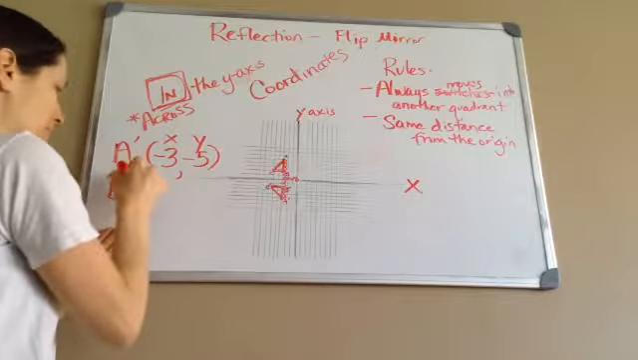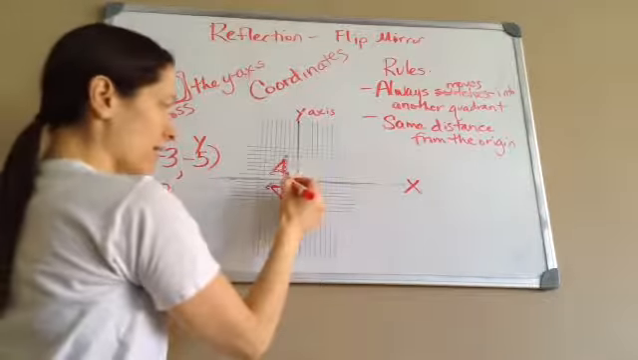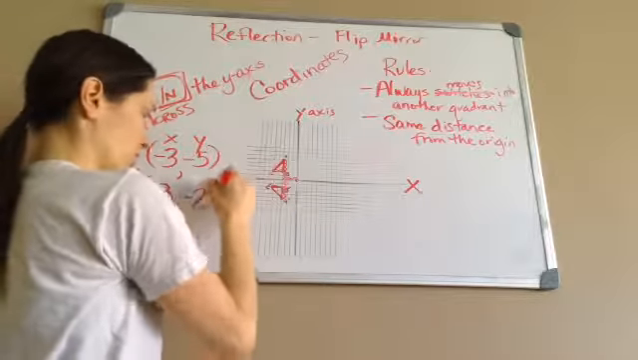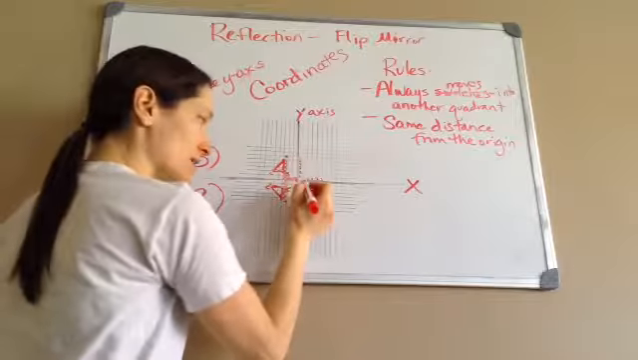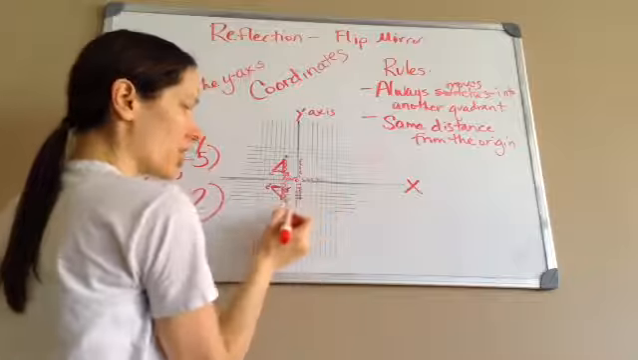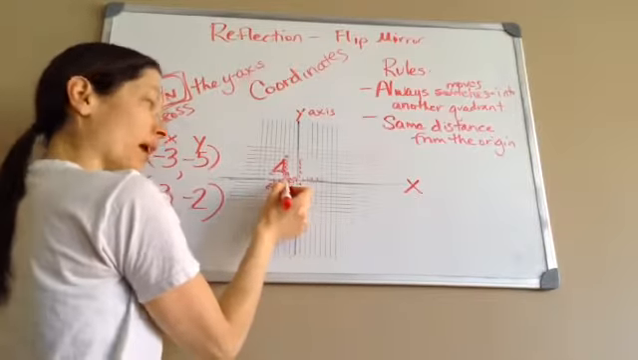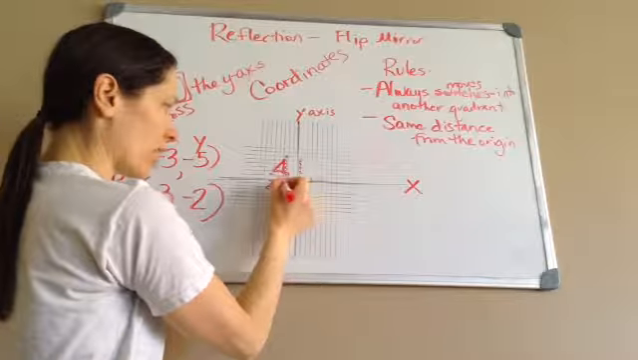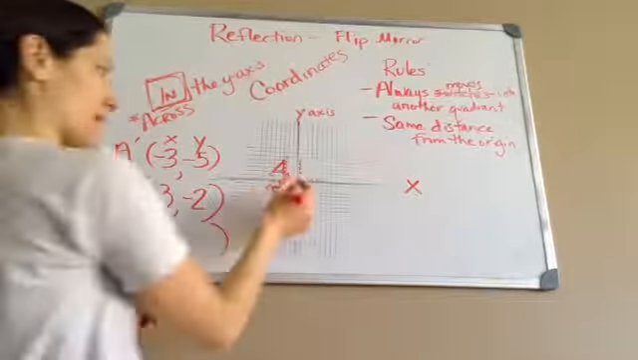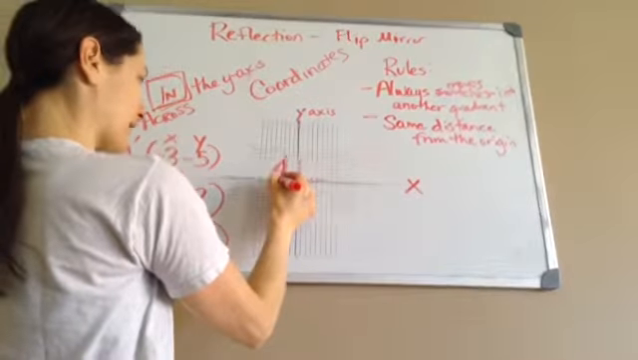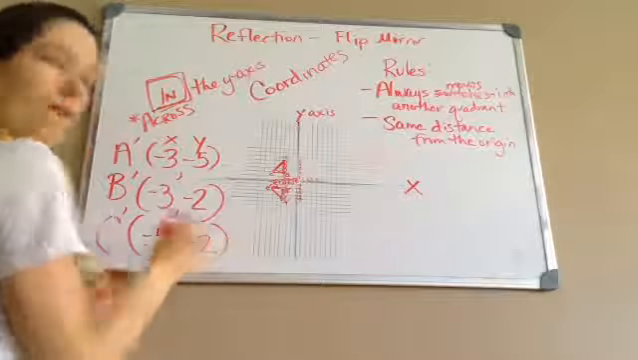You understand? Now let's do B prime. B prime is -3 again, and then -2. And if it helps you to put numbers on here, like 1, 2, 3, 4, 5 to the right, and up goes 1, 2, 3, 4, 5, and then down goes -1, -2, -3, -4, -5, you're able to see what they are. You can easily see I'm going to go -3 over, and then however many down. So I went -3 over and -2 down to get to the B. Good. And now what is C prime? My X is going to be -5 over to the left, and then -2. And that would be the coordinates.